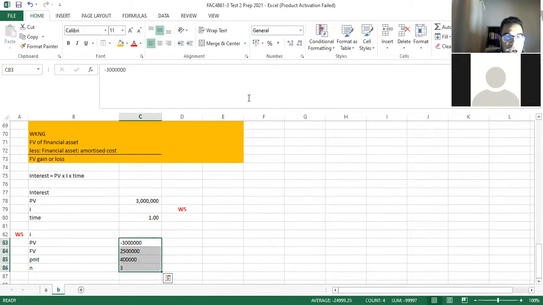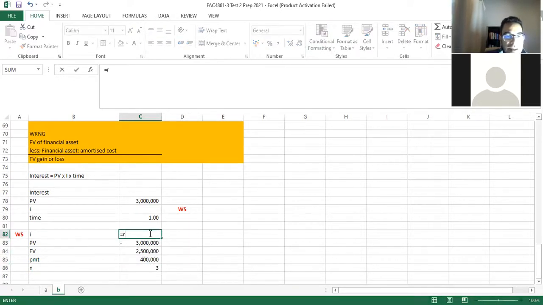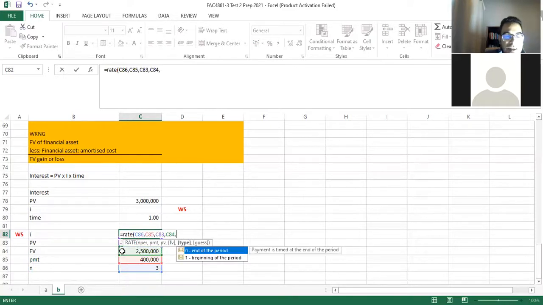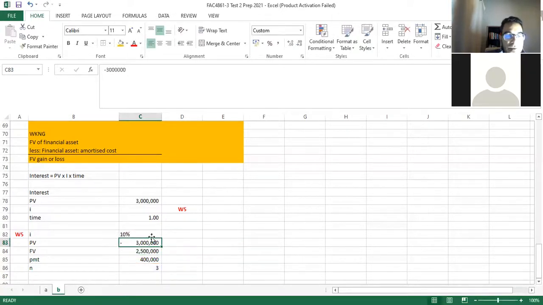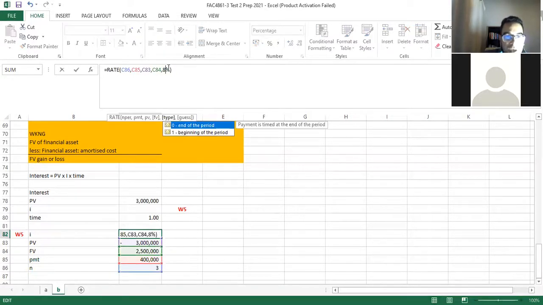So now we will be able to work out the effective interest rate. In Excel, it is RATE. They want N, PMT, PV, and FV. Excel always just wants a guess, so I'm just going to make any guess. I'm going to make it 10%. Okay, we got 10%. You can make any guess. Let me just change the guess. Let's just make it 8%. You can make anything.